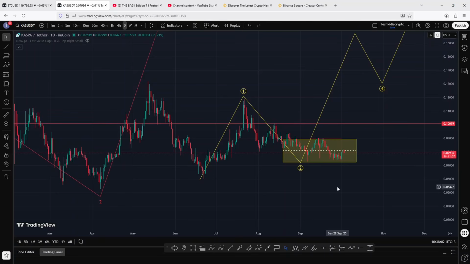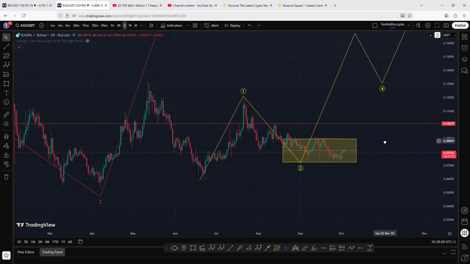Kaspa at the time of this recording is giving us a bit of a pullback to the downside, and this is after getting some positive price action for the past few days, and that was after we continued to hold within our Fibonacci key area of support between the 0.07239 and the 0.08962, which is that yellow target area.